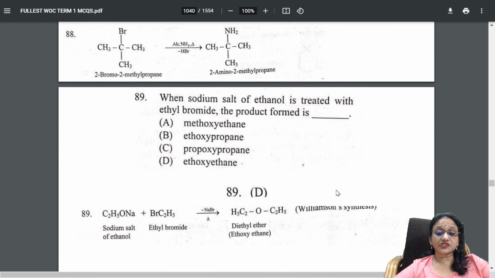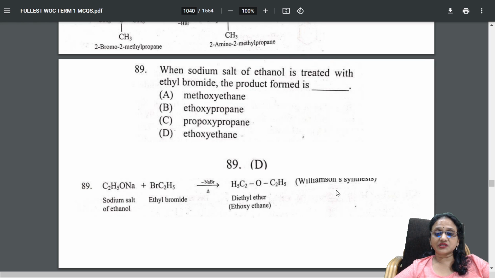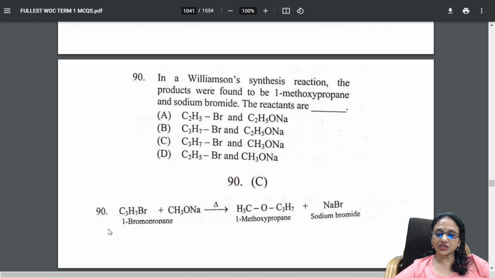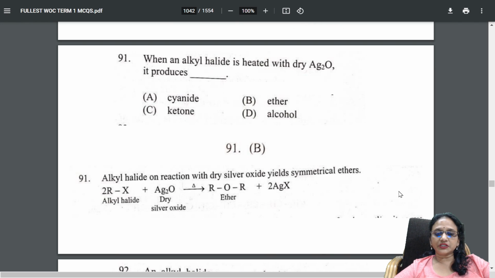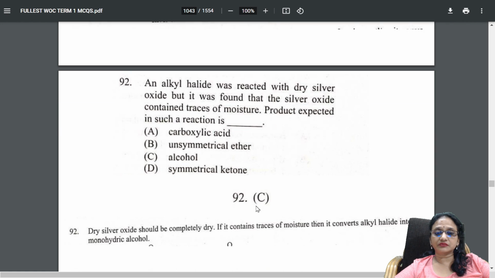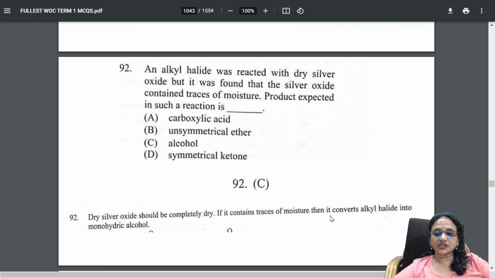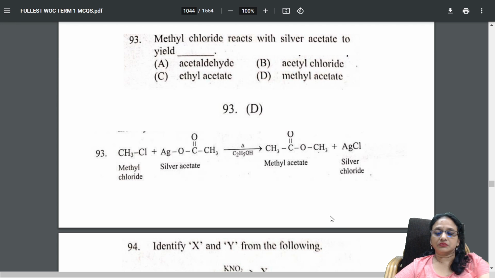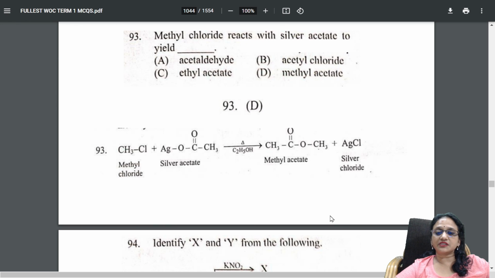One more question. This is based on your Williamson synthesis, formation of ethers from alkoxides and alkyl halides. Williamson synthesis, reaction of alkyl halide and alkoxide. Further, we are treating alkyl halides with silver oxide, where you get ethers from alkyl halides. All right, dry silver oxide, and methyl chloride reaction with silver acetate.